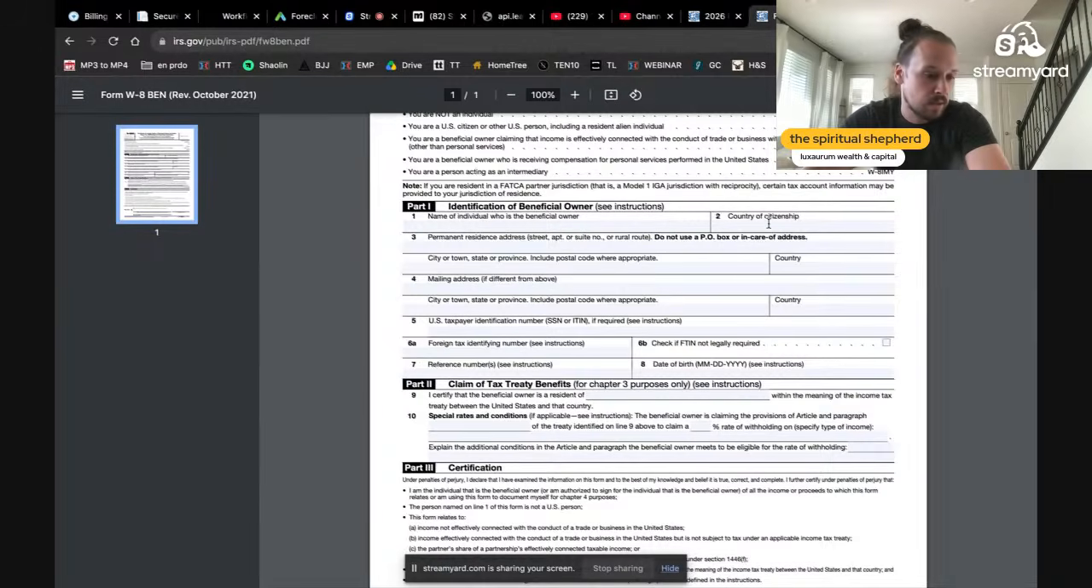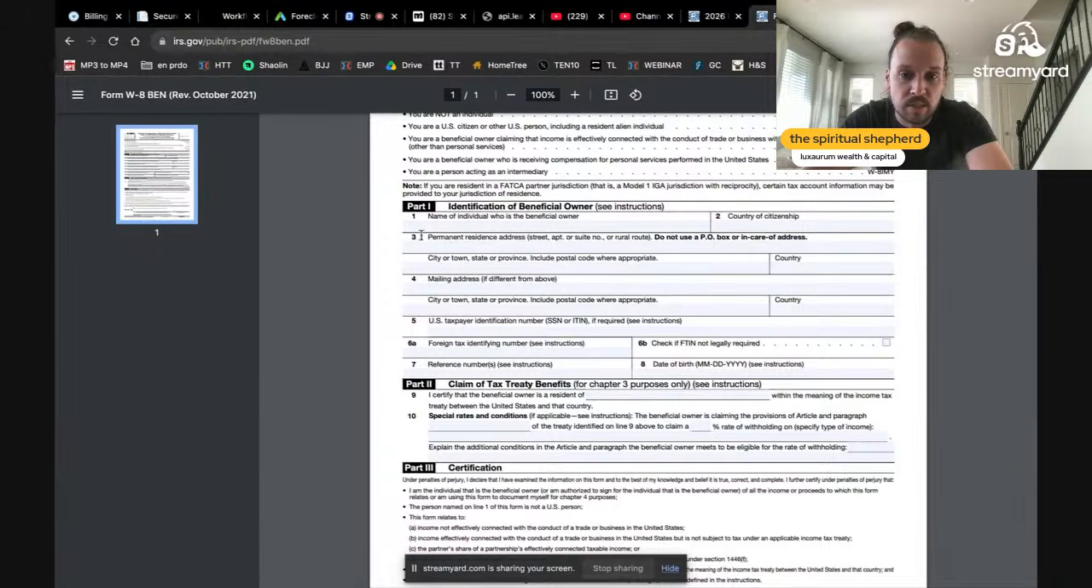The country. You'll put the country of citizenship. So you'll put America or United States of America, and you'll spell it out for them. Not United States, period. Not all caps United States, not US. Nothing like that. You're going to put either USA or United States of America. You have to put America in there. Then the permanent residence address. Do not use a P.O. box or an in-care-of address.